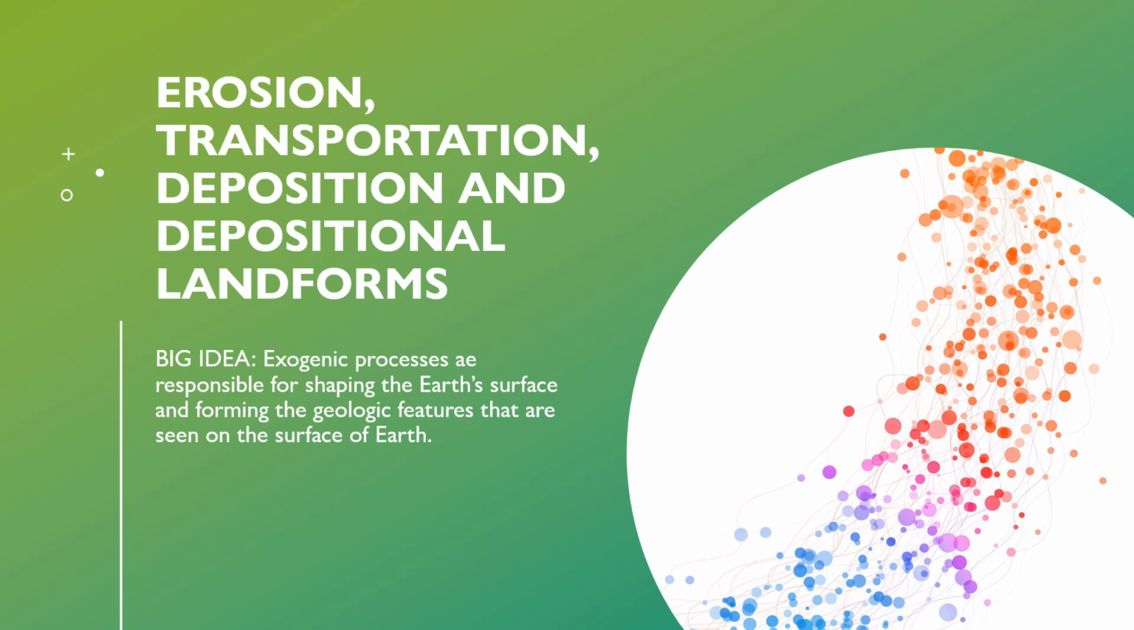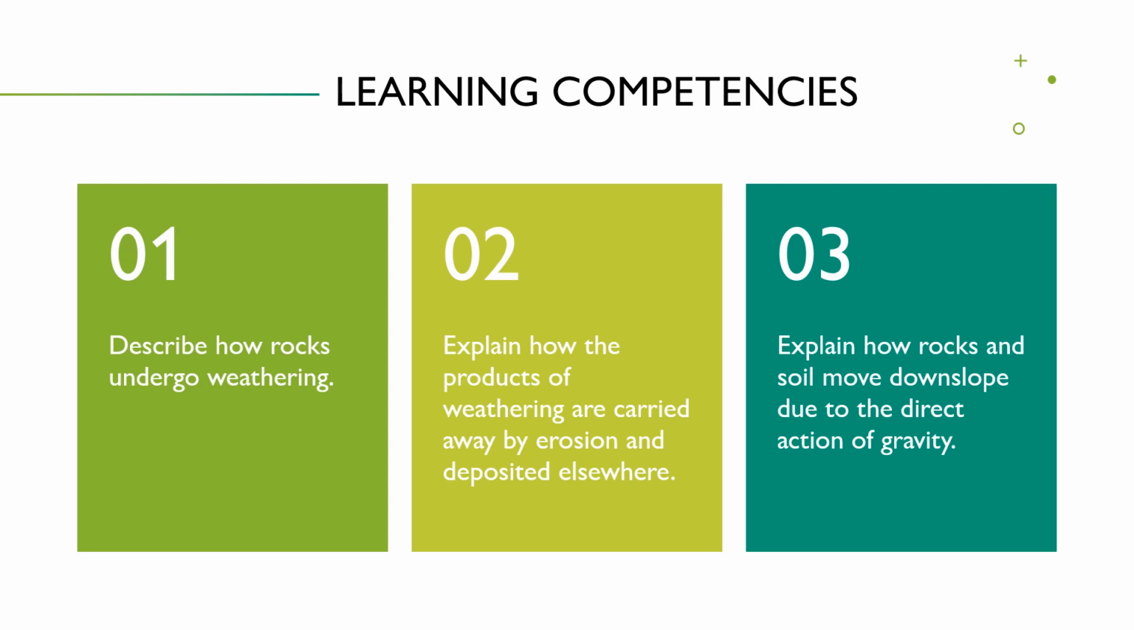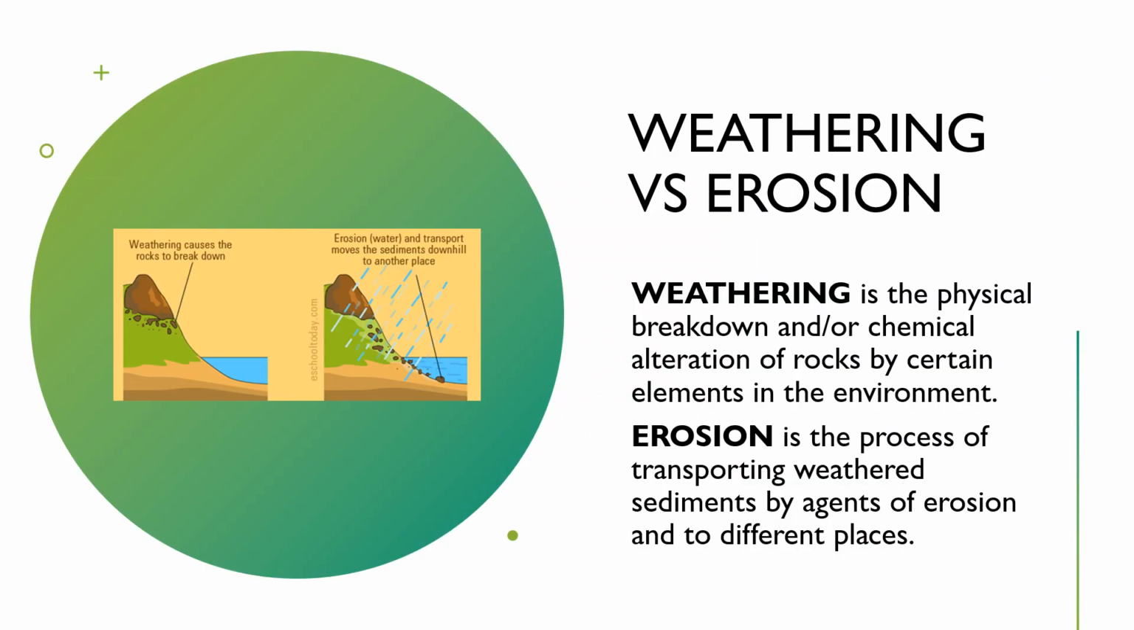So we are on to our next lesson, which is about erosion, transportation, deposition, and depositional landforms. So again, here are the different learning competencies that hopefully at the end of this chapter, you must be able to achieve. Right, so first of all, another degradation process is erosion.